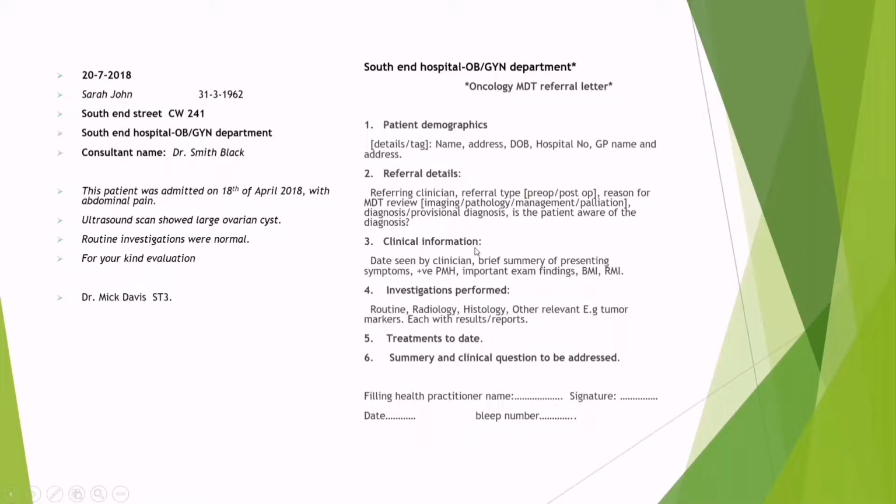Clinical information, which includes the symptoms of the patient, the signs of the patient, the results of the examinations, the body mass index, and RMI. The investigations performed on the patient, whether routine investigations, radiology like ultrasound and CT, or tumor markers, and what is the result. We should also include the report of the radiology. The treatment the patient has had at the hospital up to date, and finally we write a summary and what will be expected from the team.